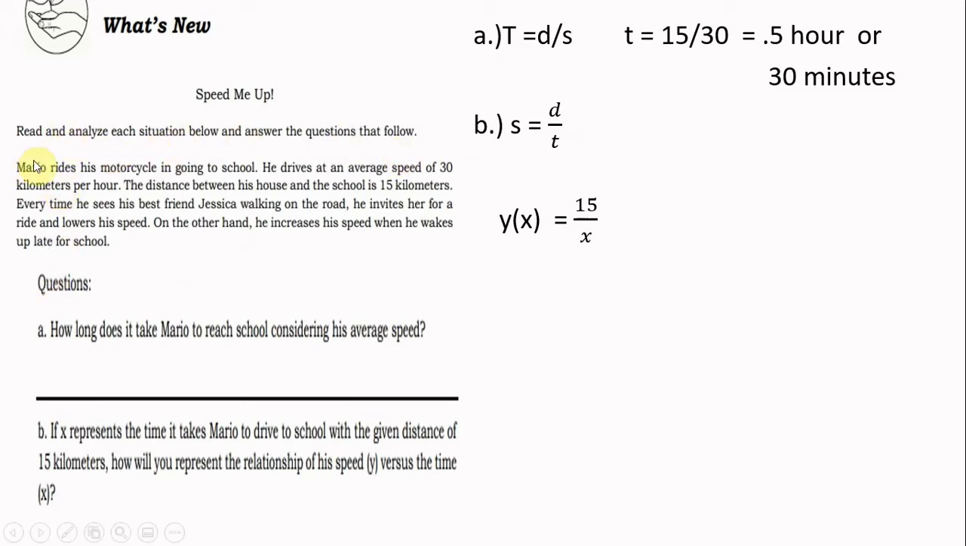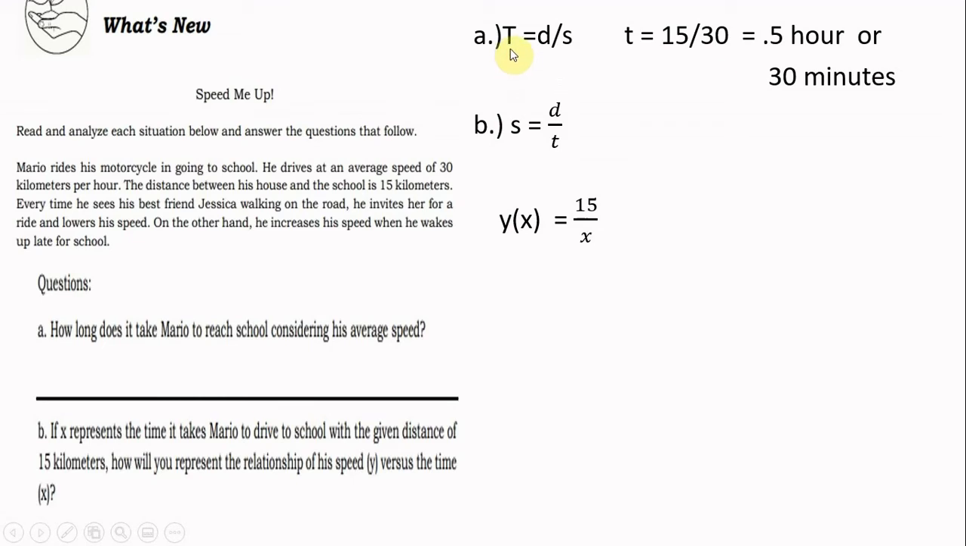Read analysis. Mario rides his motorcycle going to school. He drives at an average speed of 30 kilometers per hour. The distance between his house and school is 15 kilometers. Every time he sees his best friend Jessica walking on the road, he invites her to a ride and lowers his speed. On the other hand, he increases his speed when he wakes up late for school. Okay, letter A. How long does it take Mario to reach school considering his average speed?